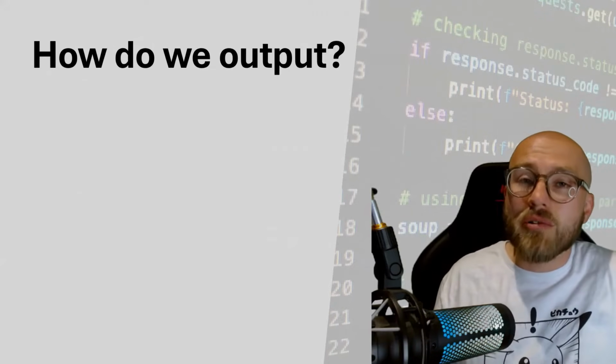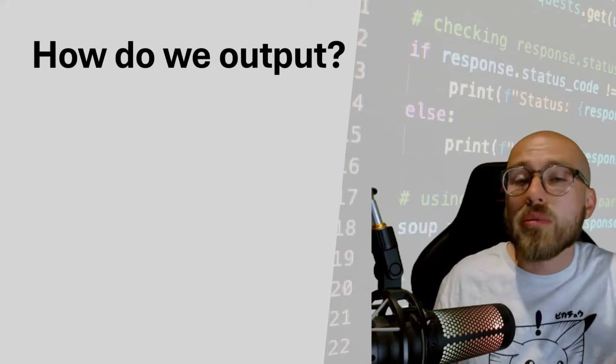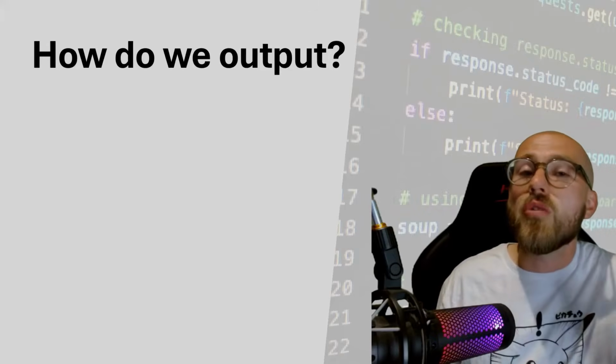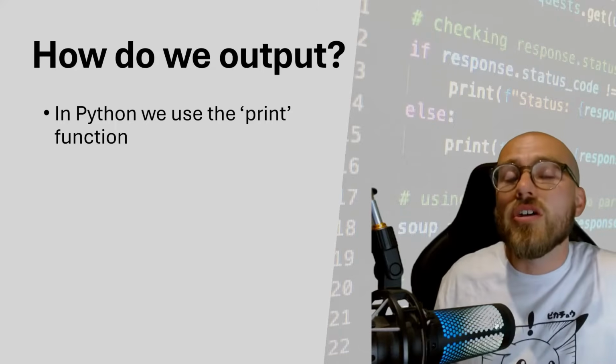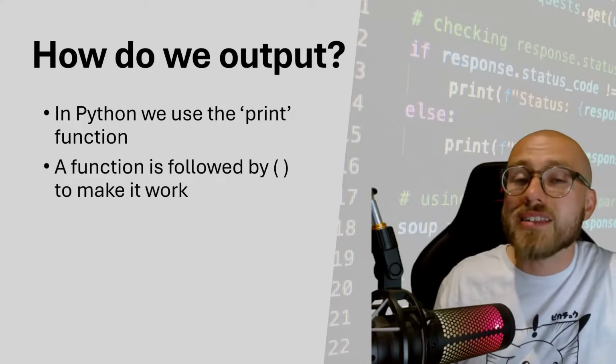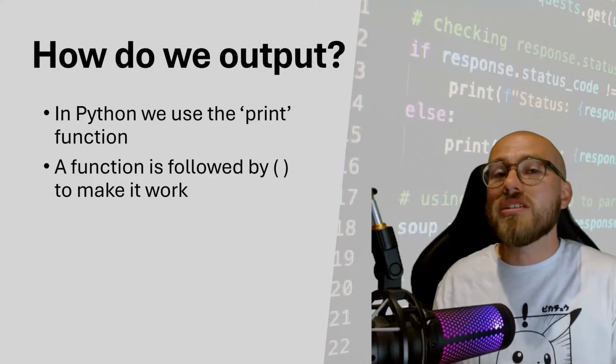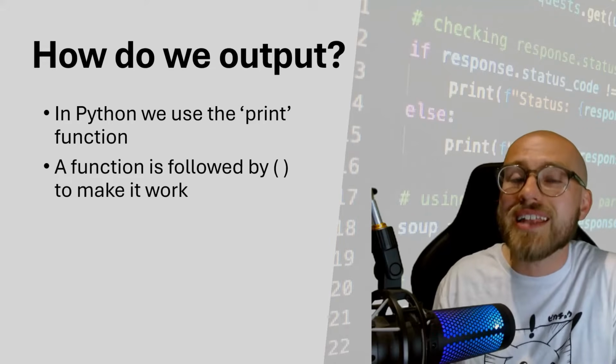Like every programming language, Python has its own way of outputting information, and we are going to use a word called print. So this is known as the print function. And to make a function work in Python, you will need to have an open-close bracket at the end of a function.